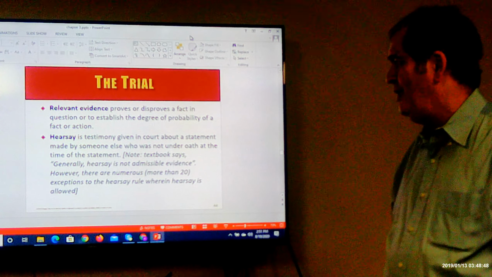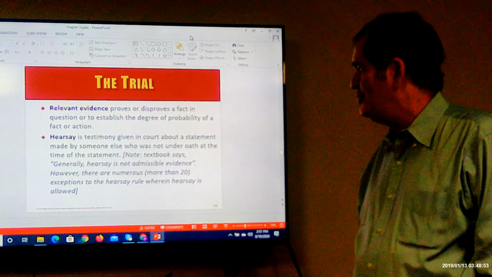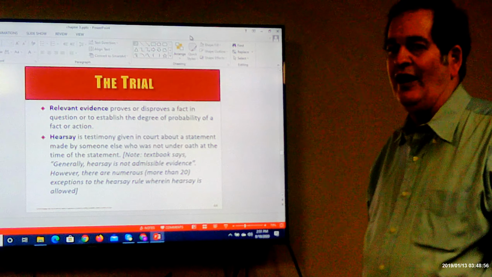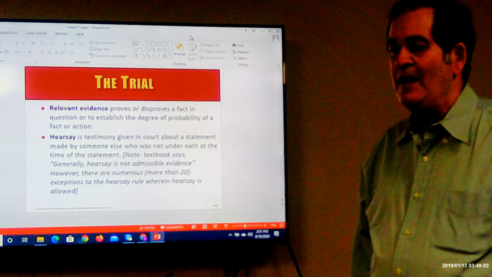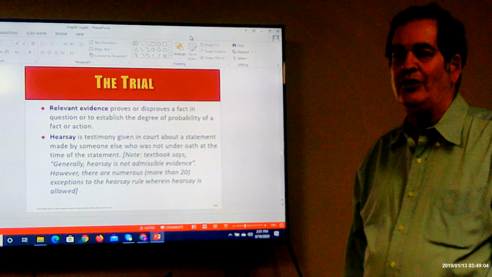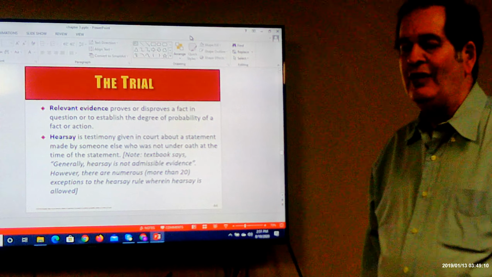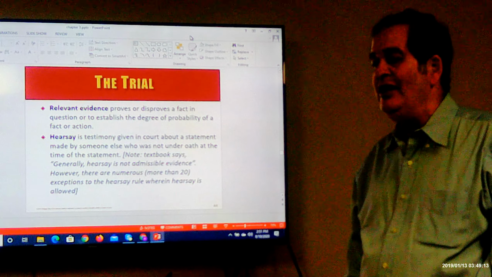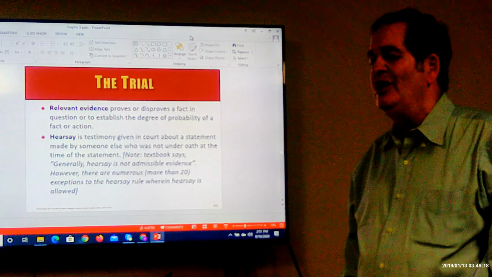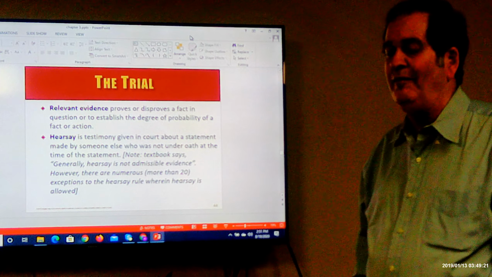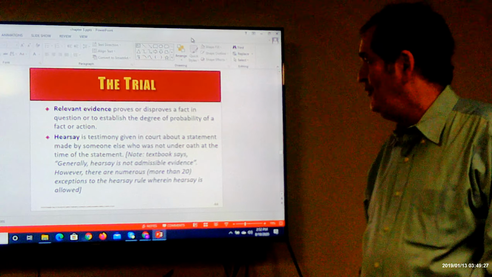Okay, so your textbook says generally hearsay is not admissible evidence. However, there's a couple things to keep in mind. Number one is, depending upon your jurisdiction and your rules, there's about 20 exceptions to the hearsay rule where hearsay is allowed. A common exception is what's known as the business records exception. So something that was made as a business record can be introduced into evidence, even though it would normally be hearsay. There's a foundation that has to be laid showing that it was made in the regular course of business, it's in the regular course of that business to keep such records, and that the person who's testifying about the records is familiar with the record-keeping process. But that's an example of hearsay.